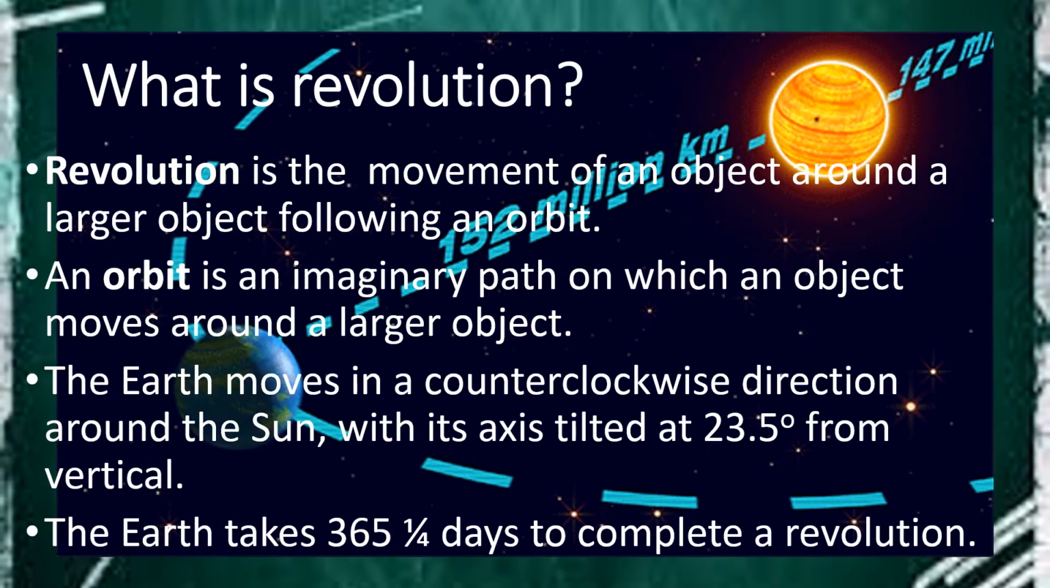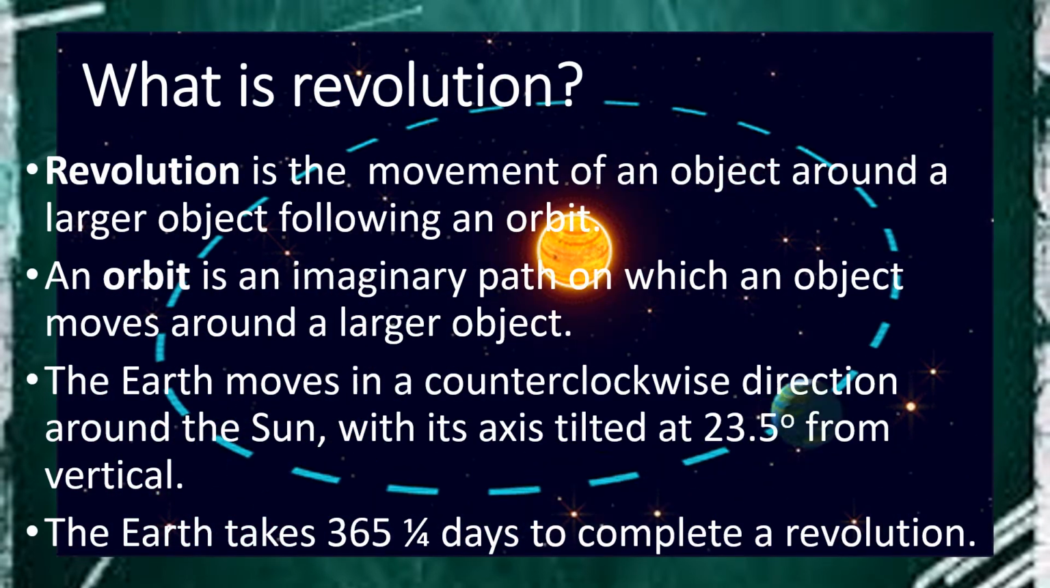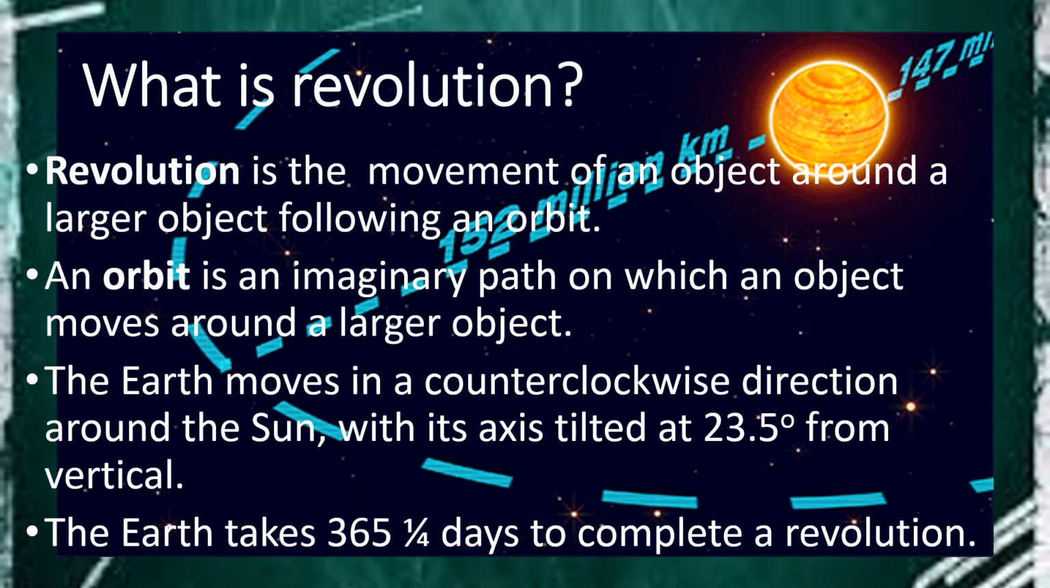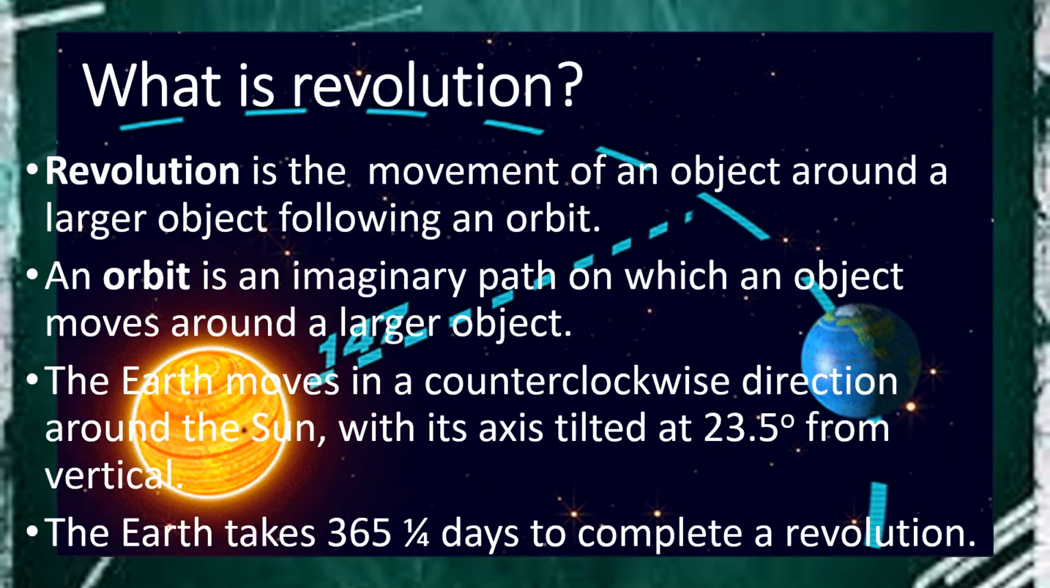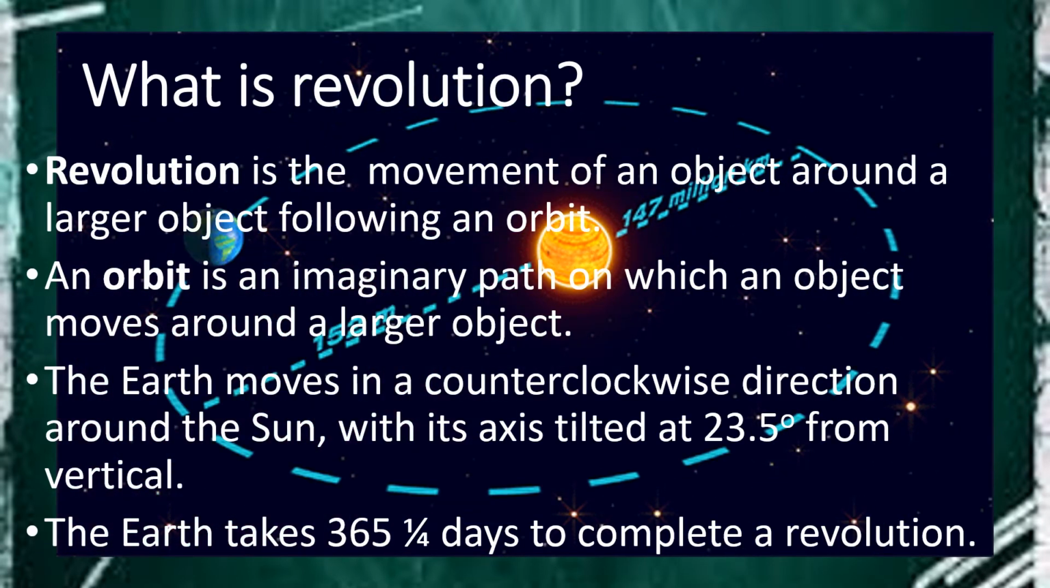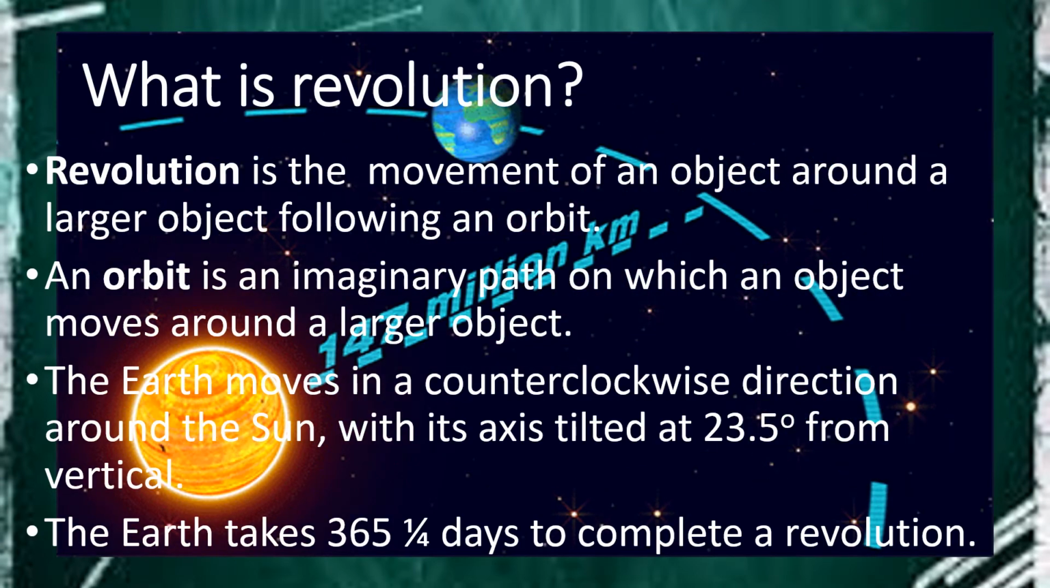As you can see in the illustration, the orbit of Earth around the Sun is an ellipse. The point on the orbit where the Earth is closest to the Sun is called perihelion, while the point where the Earth is farthest from the Sun is called aphelion.